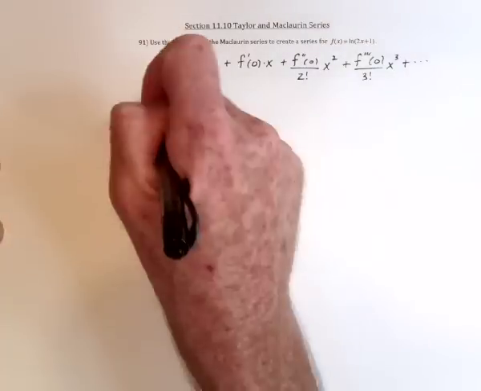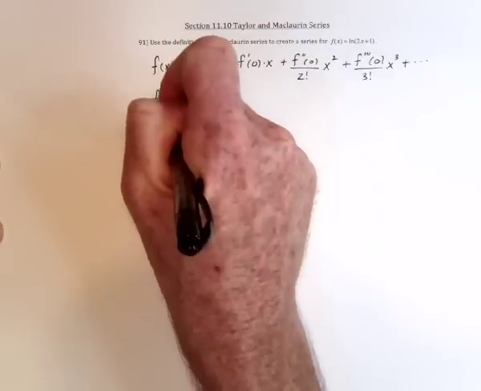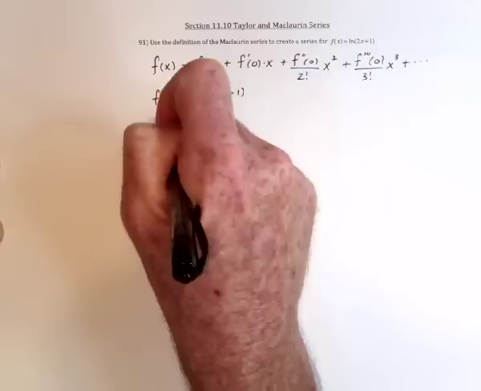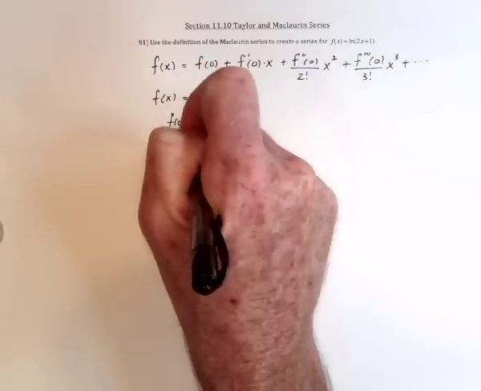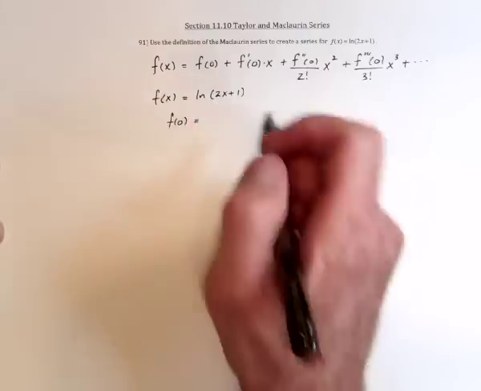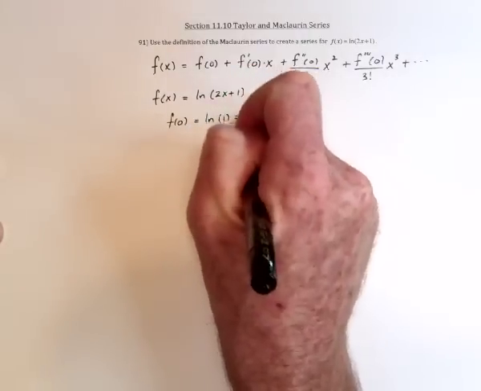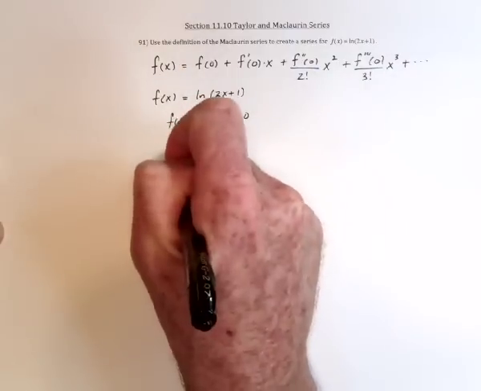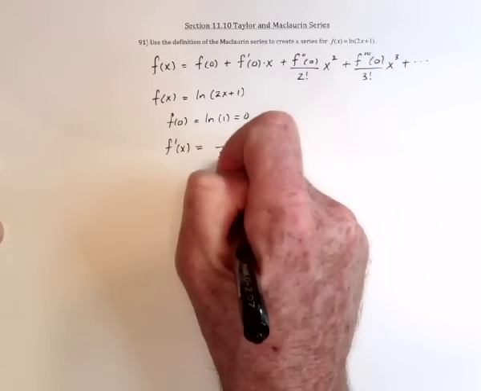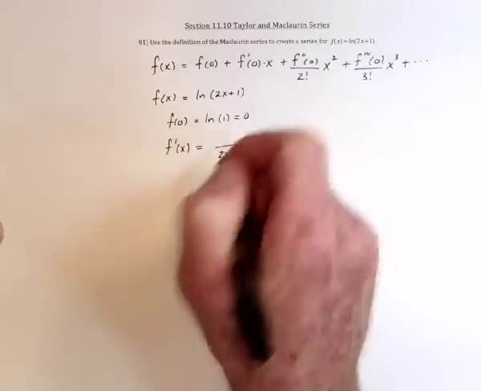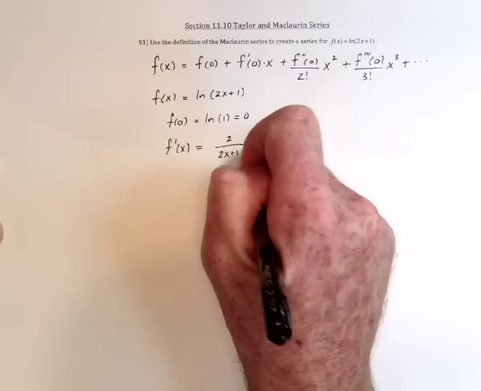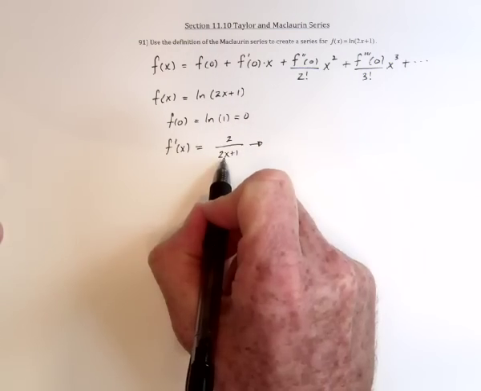So we have, for this function, natural log of 2x plus 1. So you need to substitute a 0 in there. So that's going to be the natural log of 1, which is 0. That's easy enough. Now we need the derivative. So the derivative of this will be 1 over 2x plus 1, but then multiply that by a 2. And then substitute 0. So when x equals 0, this is going to be 2 over 1.